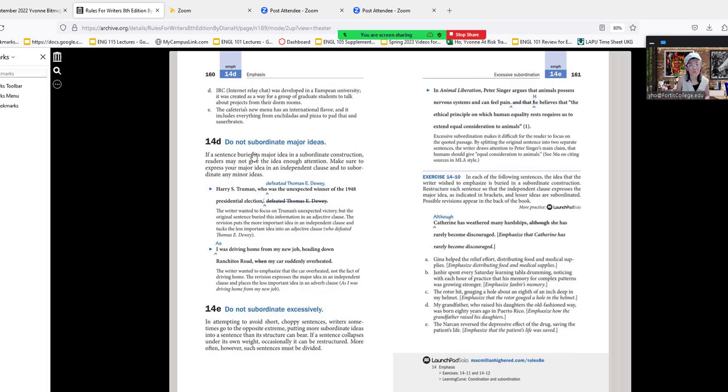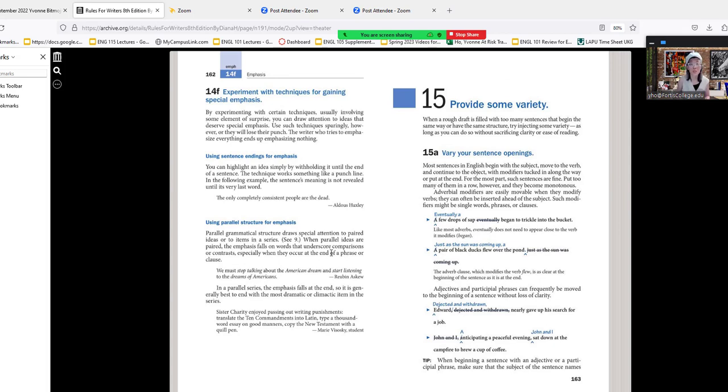And also, do not subordinate major ideas. So if you have your important idea, don't put your important idea into a dependent clause. Put the less important idea into the dependent clause and put the important idea in the independent clause. And do not use so many "because." So do not subordinate excessively. There's no need to have "because," then that becomes too redundant.